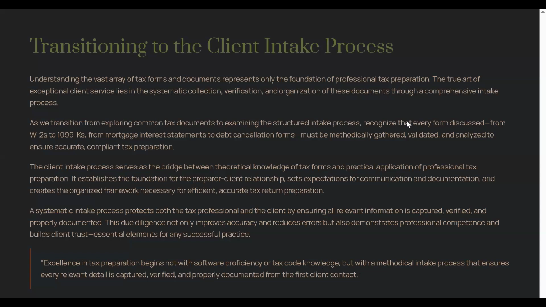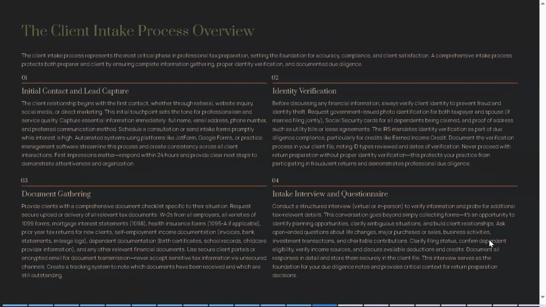Okay, so knowing the forms that we're looking for and understanding what those forms are about, we know more questions that we should be asking our clients. So for the client intake process, we have the initial contact and lead capture. Whether that's through referral, social media, however this person found you, we want to respond within 24 hours and provide clear next steps to demonstrate attentiveness and organization.